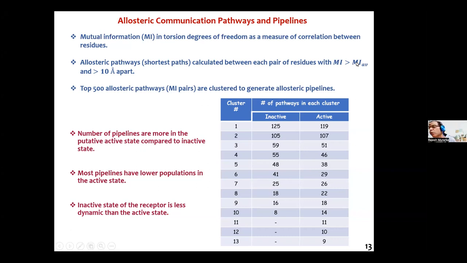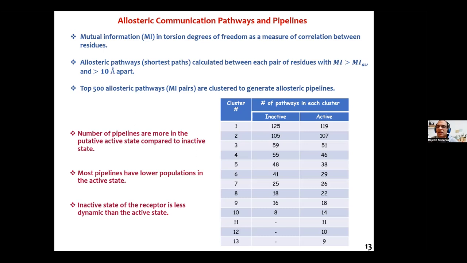Then we found all the allosteric pathways by doing these calculations. Then we picked the top 500 allosteric pathways, and we clustered them, doing hierarchical clustering, to generate the allosteric pipeline.